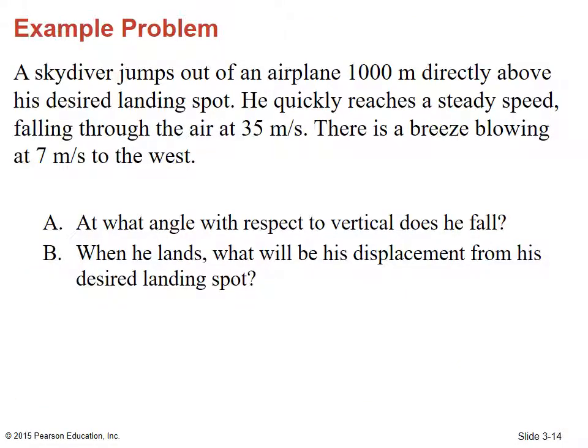A skydiver jumps out of an airplane 1,000 meters directly above his desired landing spot. He quickly reaches a steady speed, falling through the air at 35 meters per second. There is a breeze blowing at 7 meters per second to the west. At what angle with respect to the vertical does he fall? When he lands, what will be his displacement from his desired landing spot?